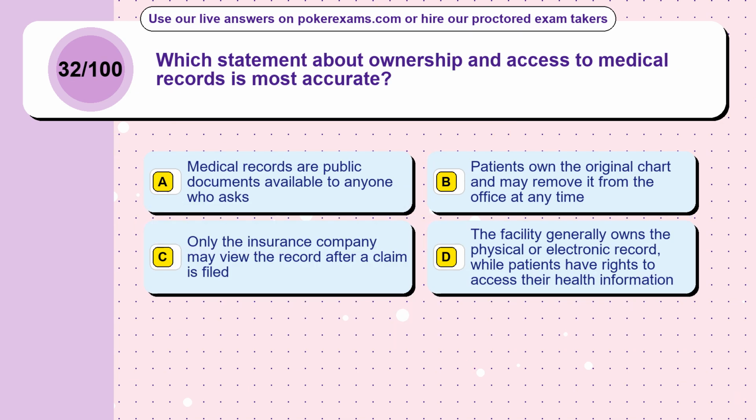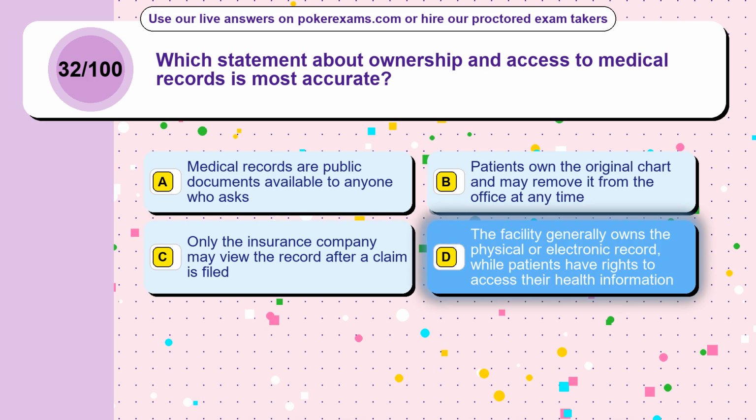Question 32. Which statement about ownership and access to medical records is most accurate? Option A. Medical records are public documents available to anyone who asks. Option B. Patients own the original chart and may remove it from the office at any time. Option C. Only the insurance company may view the record after a claim is filed. Option D. The facility generally owns the physical or electronic record, while patients have rights to access their health information.